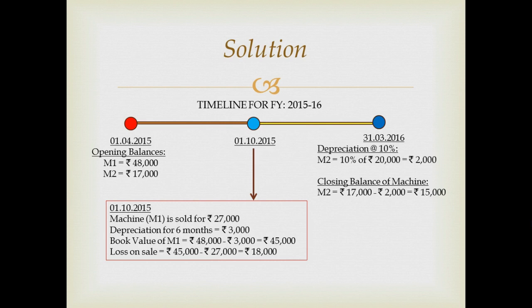On 1st of October 2015, machine M1 has been sold for Rs 27,000. We need to calculate the loss or profit on this sale, and for that we need to know the book value of M1. So we will provide depreciation for 6 months, Rs 3,000, and find out the book value as Rs 45,000, and so there has been a loss on sale of Rs 18,000. M2 depreciation shall be provided on 31st March, which is Rs 2,000, making its closing balance as Rs 15,000.